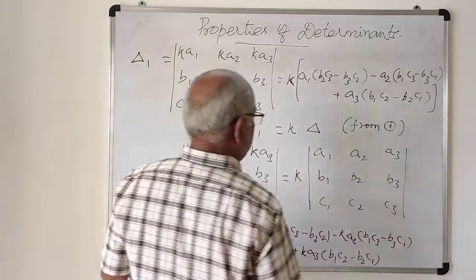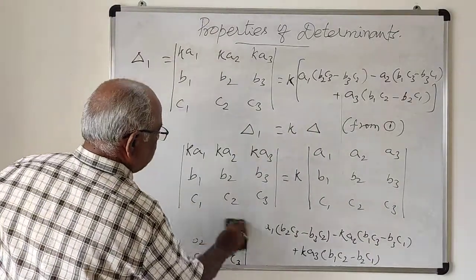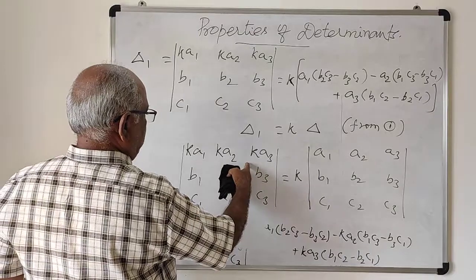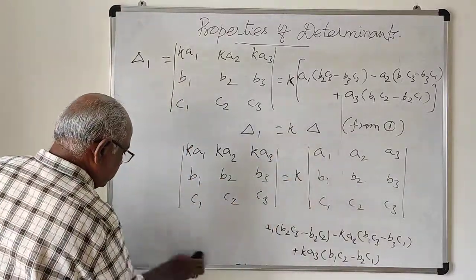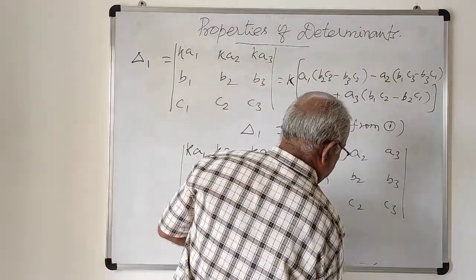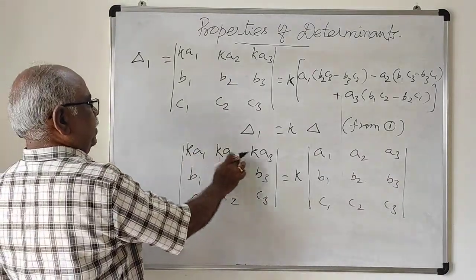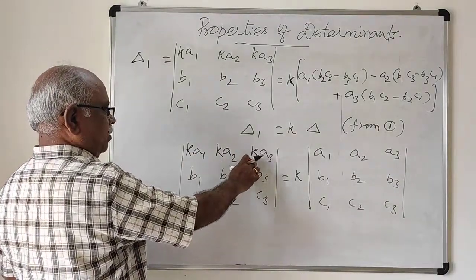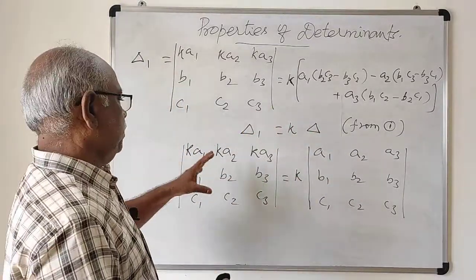See, this is the property. Because the elements of the first row are multiplied by the constant, it is equal to the determinant itself multiplied by the constant. Or otherwise, the constant can be taken out of the determinant. That is property 4. So if the elements of a determinant row are multiplied by a constant, then the value of the determinant itself is multiplied by the constant.